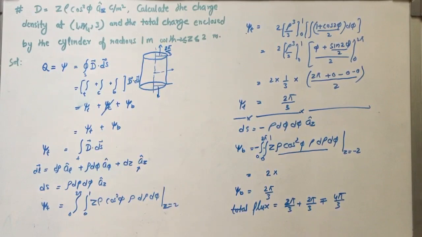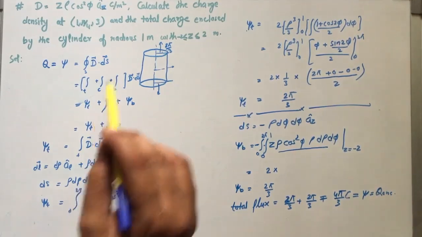So the total charge enclosed by the cylinder will be the total flux, that will be the charge enclosed. So in this way the charge enclosed will be 4 pi by 3 coulomb.